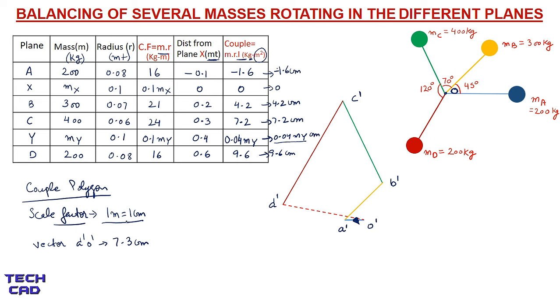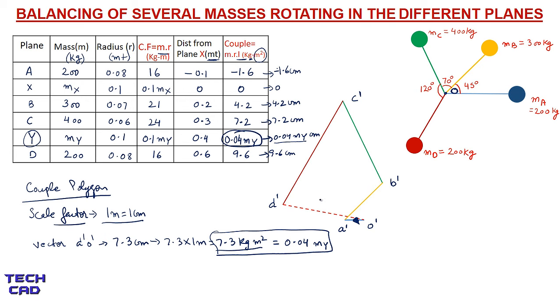So I will assume that 1 meter is equal to 1 centimeter. It means my couple for the y plane is 7.3 into 1 meters, so it becomes 7.3 kilogram meter square. Now you can find out the mass My because it is equal to 0.04 My. As we know, the couple for the y plane is 0.04 My and we have the magnitude of that couple as 7.3 kg meter square.